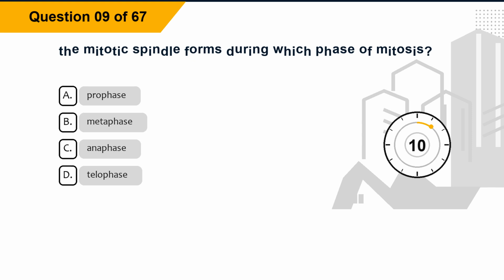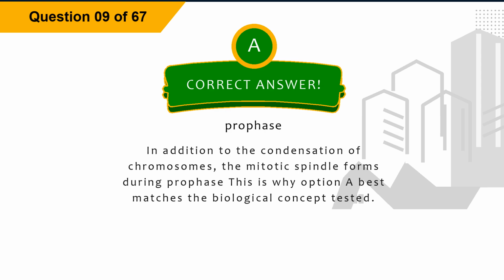Question 9. The mitotic spindle forms during which phase of mitosis? Option A, prophase. Option B, metaphase. Option C, anaphase. Option D, telophase. The correct answer is option A, prophase. Explanation. In addition to the condensation of chromosomes, the mitotic spindle forms during prophase. This is why option A best matches the biological concept tested.